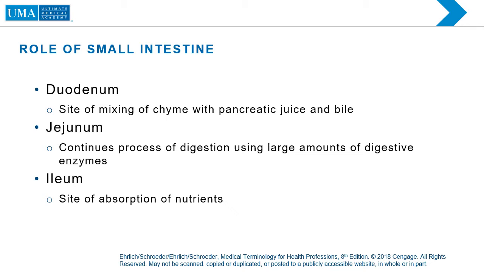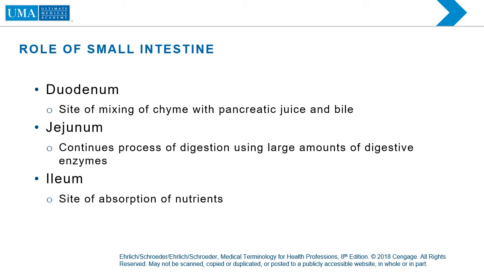The bile then breaks apart large fat globules so that the enzymes in the pancreatic juices can digest those fats. This action is called emulsification, and it must be completed before the nutrients can then be absorbed into the body.